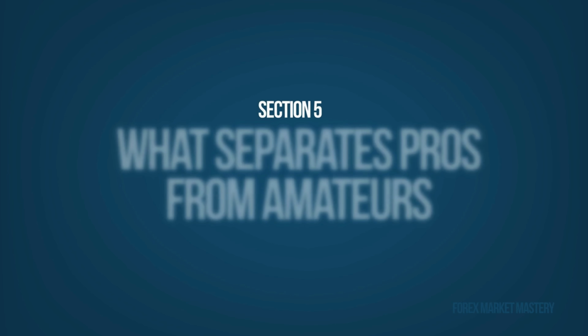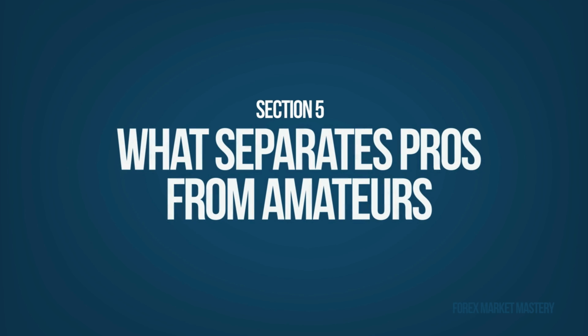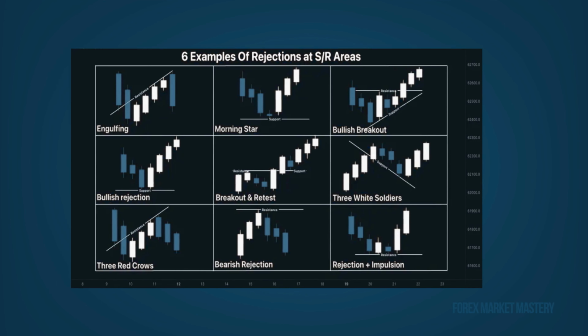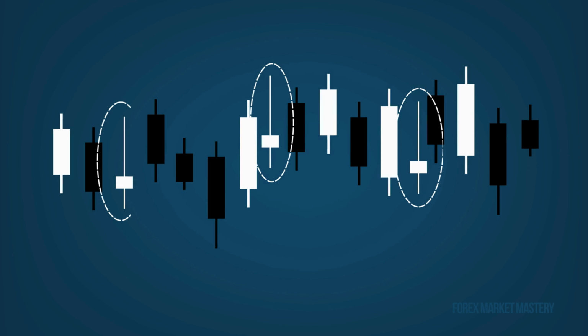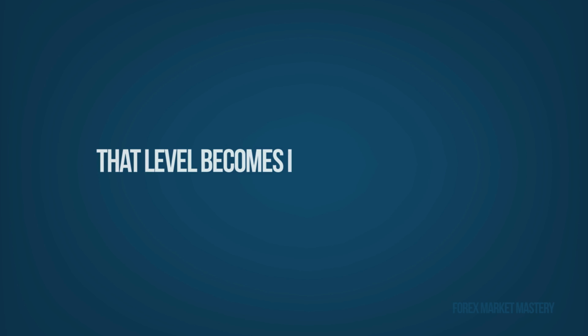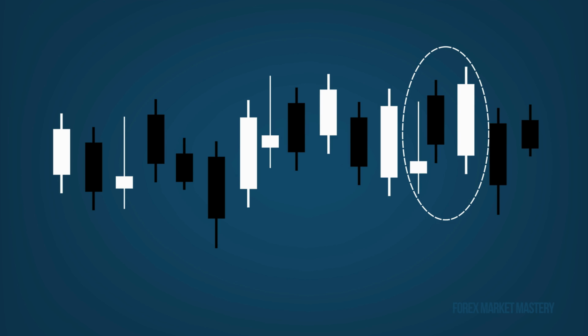Let's take this to the next level with concepts most educators never teach. First, multiple rejections increase probability. If you see 2 or 3 pin bars rejecting the same level, that level becomes incredibly significant. The third rejection is often the charm for a strong move away.